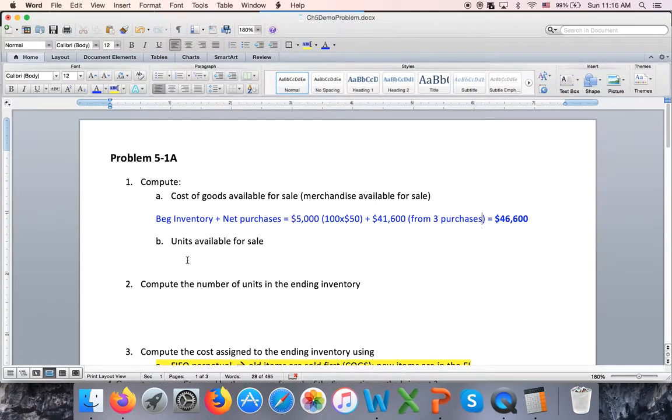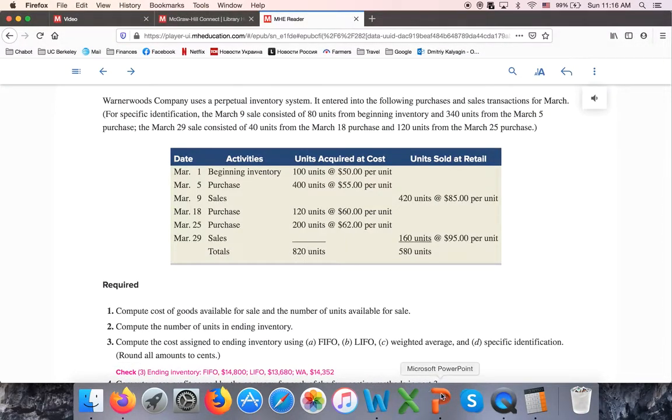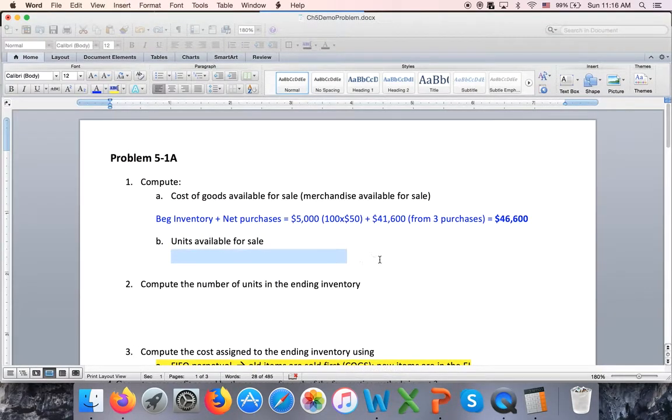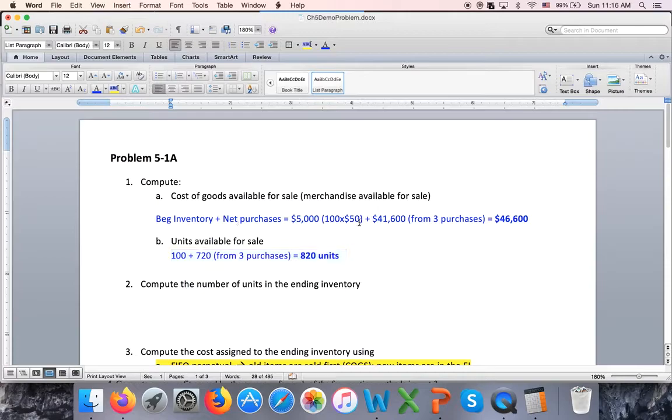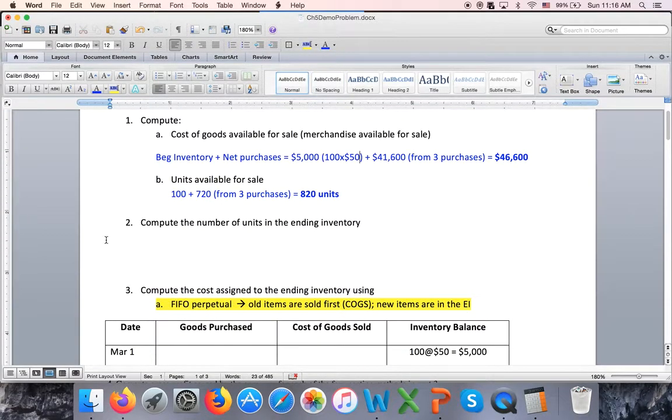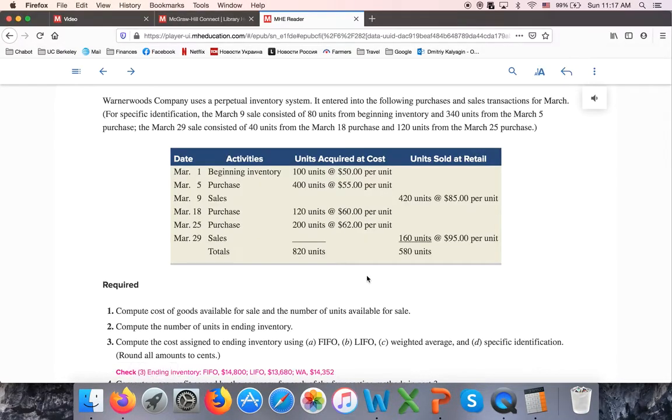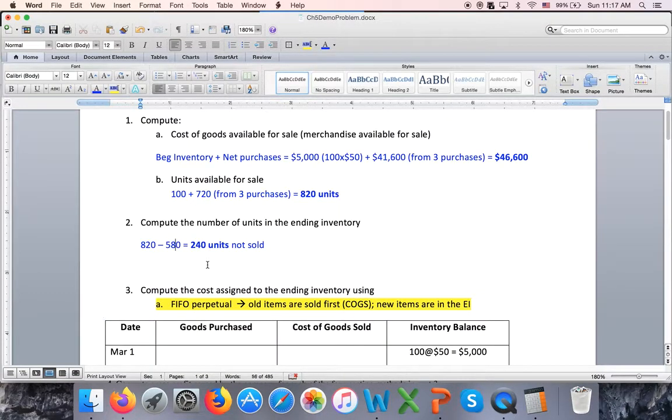Okay. Oh, I didn't finish here. So how many units do we have available for sale? It's right here. We have 820 units. So let me fill this in. 820 units. There we go. Compute the number of units in ending inventory. I already talked about it. So we have 820 units. We sell 580. It's given right here. So we just subtract 580 from 820, and it tells you that we have 240 units sold. I'm sorry, kept, not sold. In ending inventory. But the question is, which ones, right? Which ones do we keep?